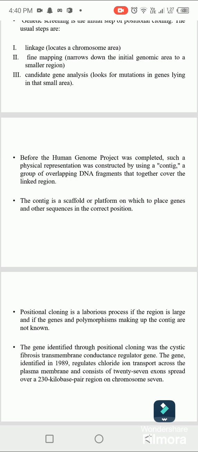The gene identified through positional cloning was the cystic fibrosis transmembrane conductance regulator gene. The gene, identified in 1989, regulates chloride ion transport across the plasma membrane and consists of 27 exons spread over a 230 kilobase pair region on chromosome 7.